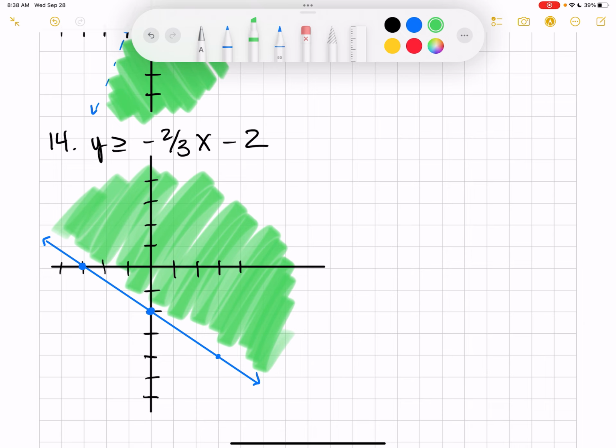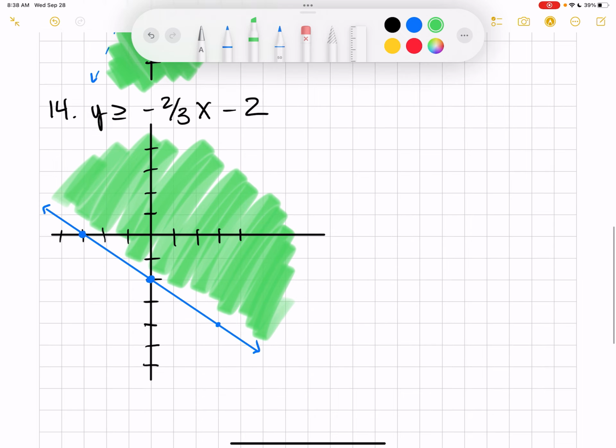All right, let's do one more. Why would it be above? I think I did that one wrong. So it's y is greater than or equal to. Oh, I was thinking it was like if we were negative or not. Oh, okay, that makes more sense.